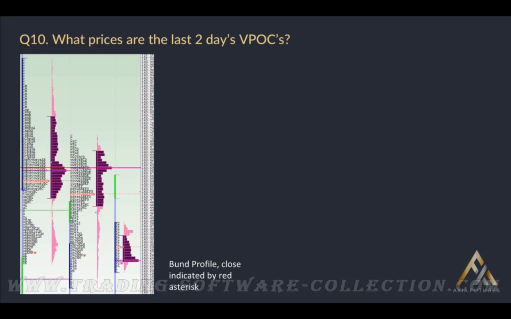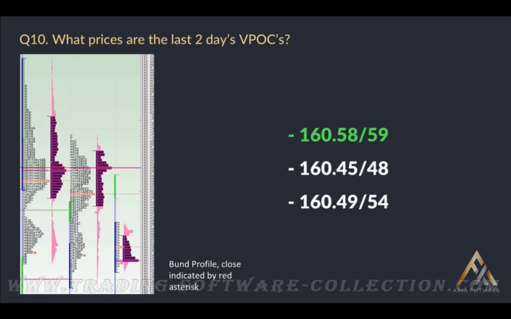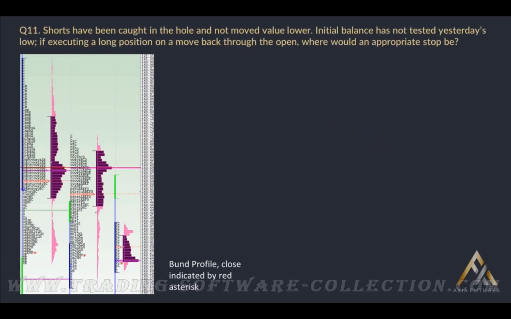So you can see the peaks of volume on those prior 2 days, which are also marked off in pink as well, are at 160.59 and 160.58 on the first day. So there you go, 160.58, 59 are your two VPOCs.